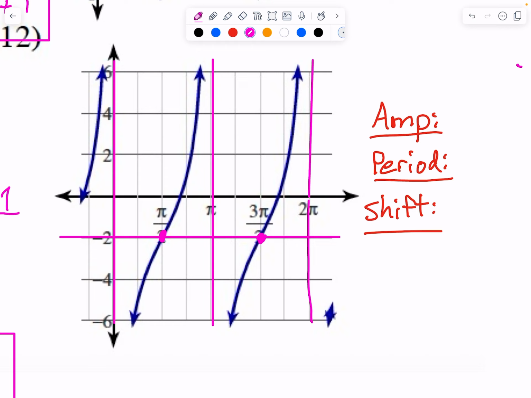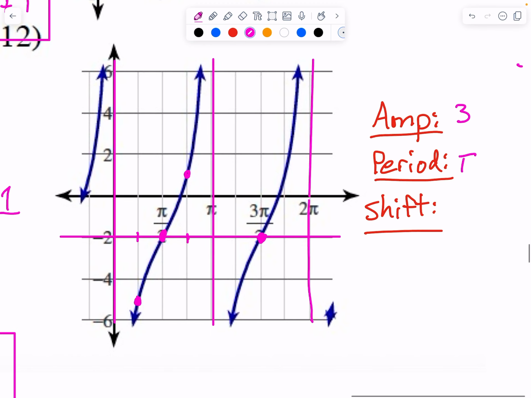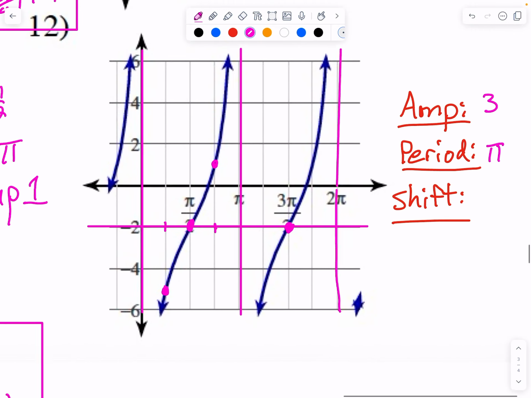Okay. This amplitude, I go halfway and it spits me there. Halfway spits me there. That looks like that's 3. The period goes from 0 to pi, so it's pi. The shift depends if we want to do tangent or cotangent. Let's do cotangent. So there is just down 2. That's it.